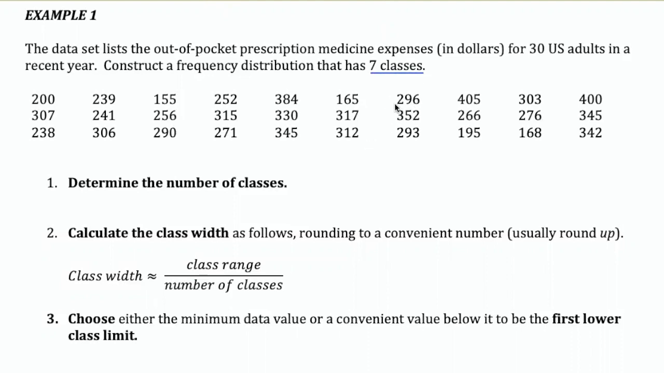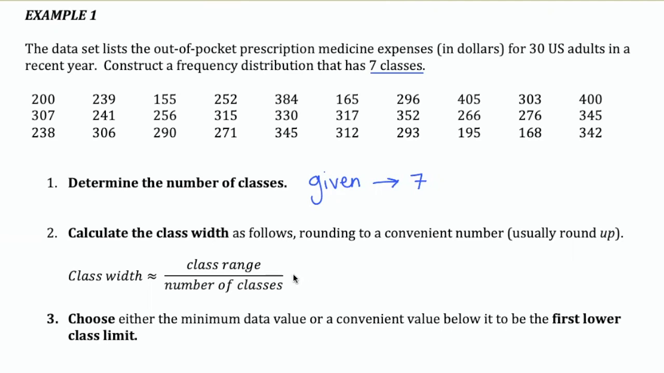Most often you will be told this number. So notice the first step in the process is determine the number of classes, that was given to us, and we're supposed to make 7 classes. To calculate what our class width should be, now the last example, it was 10. It could be 5, it could be 12. It really depends on your data set. So to help you decide, should you put 10 numbers in a class, 12 numbers, 14, 20? You use this formula. And using the formula, you're probably going to get a decimal. So you just round that up to a convenient number.